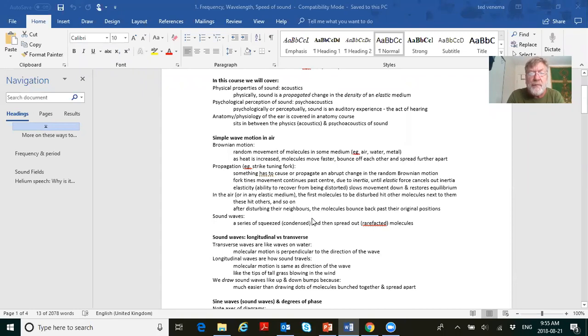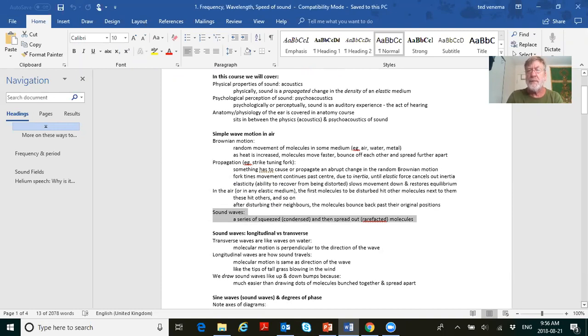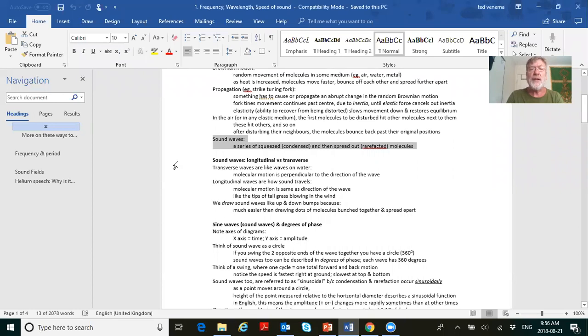So here, when you're reading this, you can read this on your own. But what I want you to do is put a star here where it says sound waves are a series of squeezed, condensed, and then spread out, rarefacted molecules. Moving on. Sound waves, longitudinal versus transverse. Put a star by that section too.